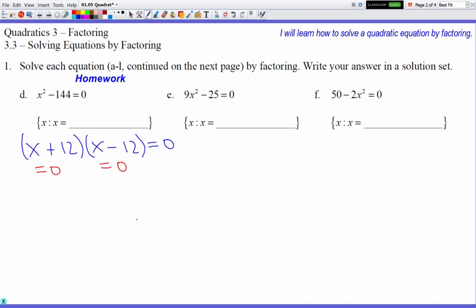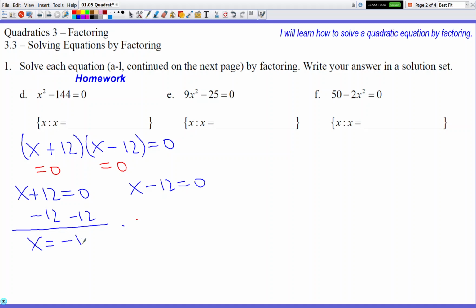We're going to solve for each x individually. So basically x plus 12 equals 0, and x minus 12 equals 0. Okay, so minus 12 both sides. Oops, minus 12. Better make sure I write that. And we get x equals negative 12.